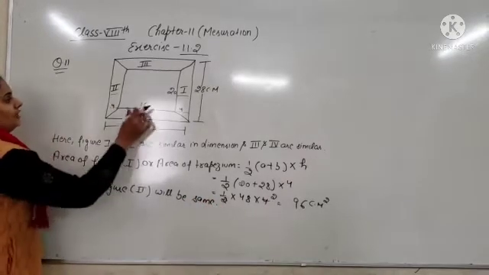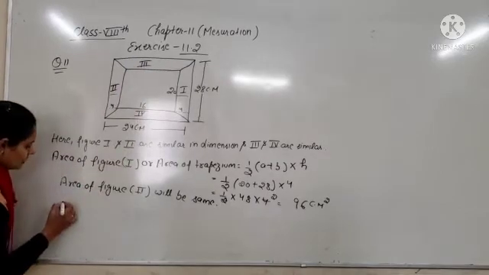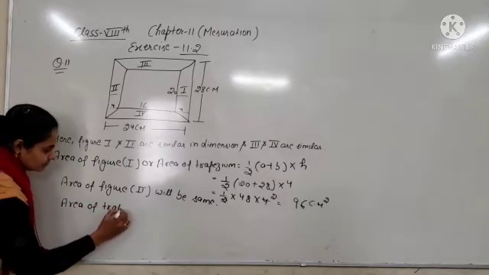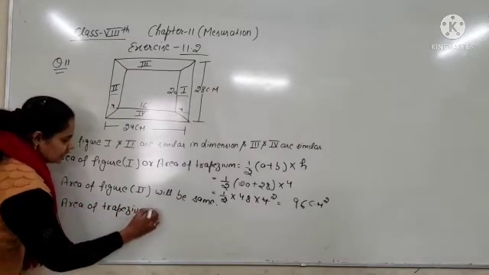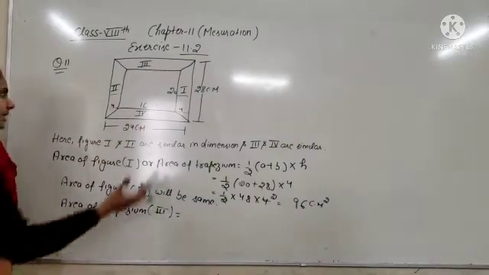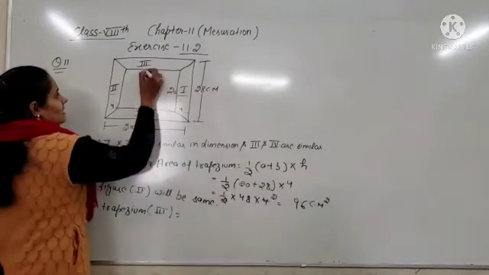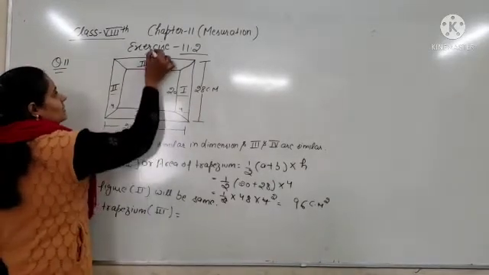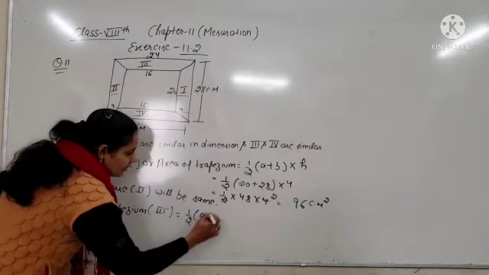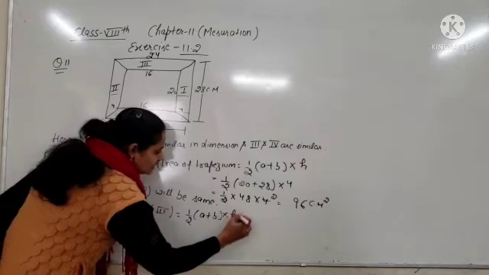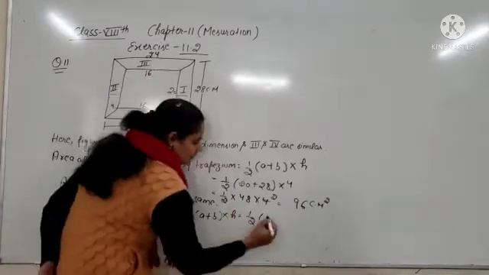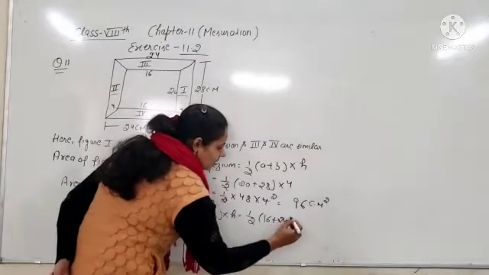Okay. Now you will find out area of trapezium 3 or 4. So what will be the area of trapezium 3, or area of figure 3? Okay. So this one is 16, so this one is also 16. This one is 24, so this one will also be 24. So 1 by 2 into sum of parallel sides into height. Put the values: 1 by 2 into parallel sides 16 and 24, 16 plus 24, into height.